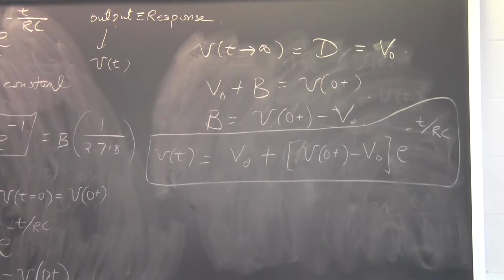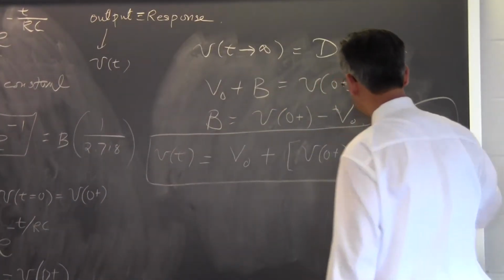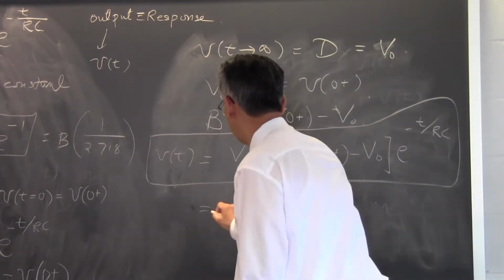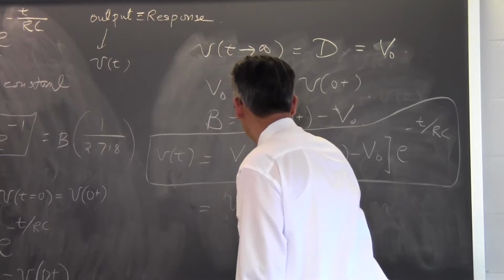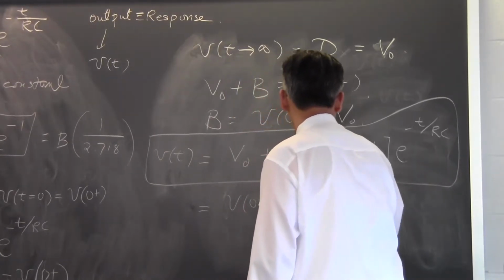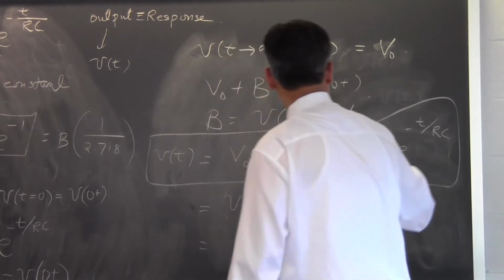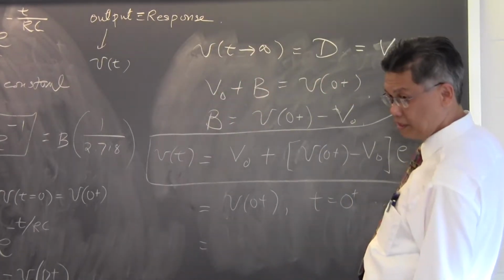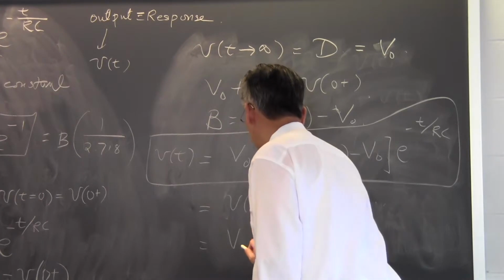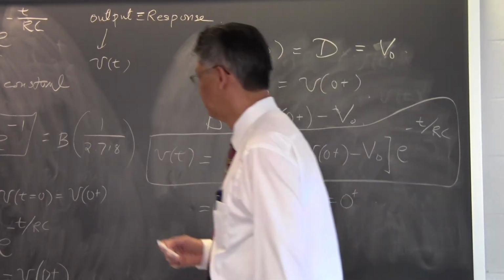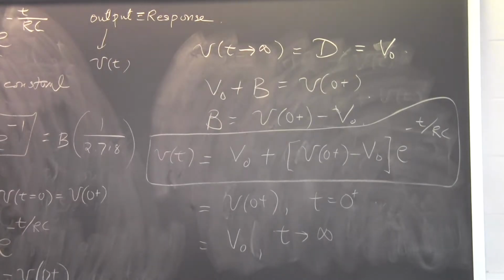At very early time, if you set t equal to 0 in this equation, the exponential becomes 1, this term cancels this term, and this becomes V(0+), at t equal to 0+. And at very late time, as t becomes infinity, this becomes V0. So these are the two salient characteristic features of this solution.